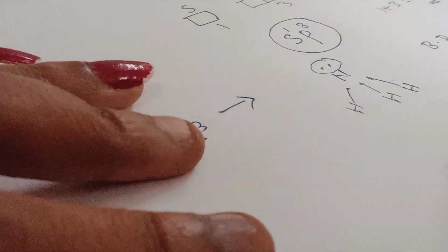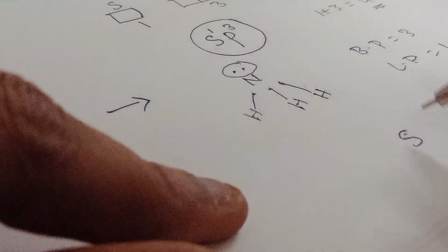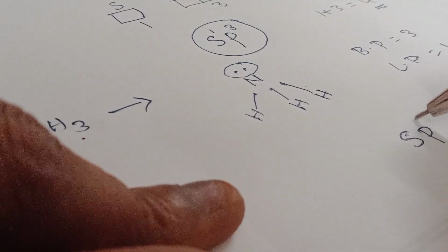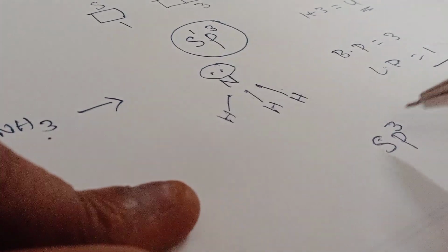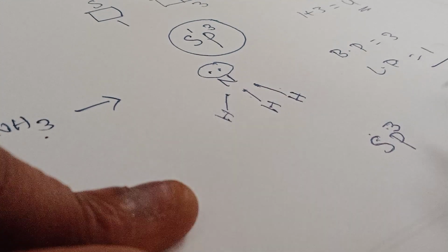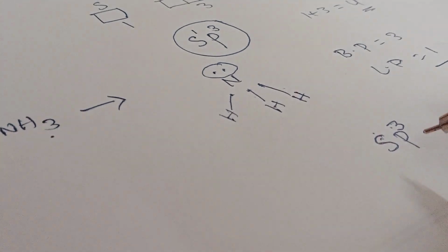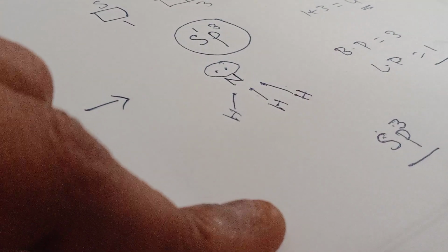We can simply write the hybridization of NH3. Total bond pairs and lone pairs are 4. We can write 1 s orbital and 3 p orbitals. Okay, the total is this. So the ammonia molecule hybridization is sp3. Understood this concept?